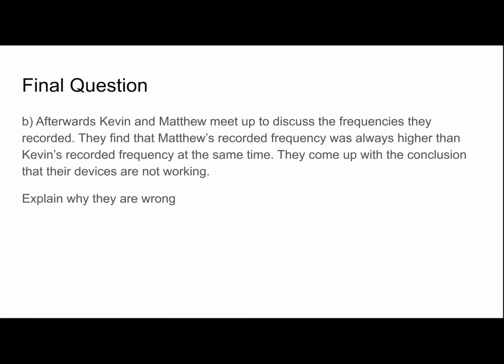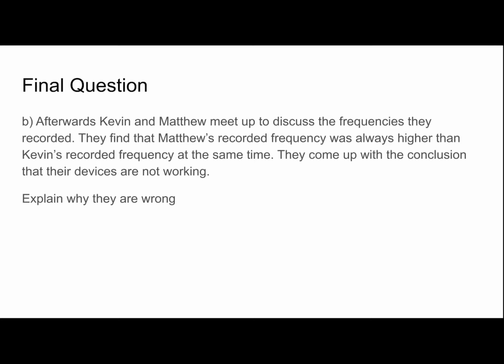Alright, so we have a final question here. So afterwards, Kevin and Matthew meet up to discuss the frequencies they recorded. They find that Matthew's recorded frequency was always higher than Kevin's recorded frequency at that same time. So when the phone dropped a certain distance, they both recorded a frequency. Matthew's frequency was always higher than Kevin's frequency, and they deduced that the devices are not working. So this question asks you to explain why they are wrong.